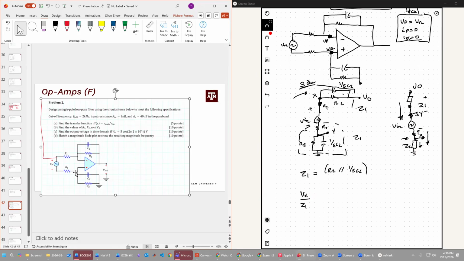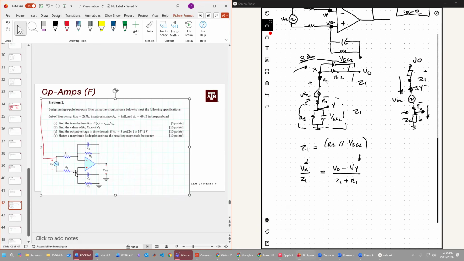And since this whole circuit is in series, I know the current flowing downwards is actually going to be Vout minus Vy over Z1 plus R1. And now it's about determining Vx and Vy. So Vn, we need to get Vn in terms of Vx and Vy.